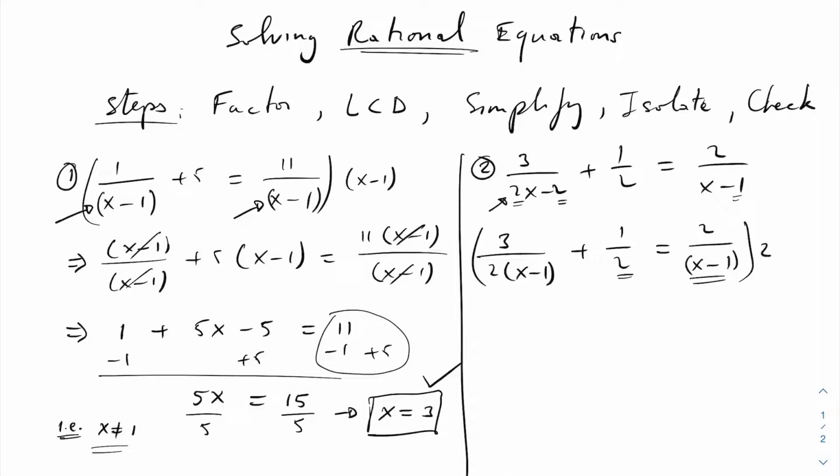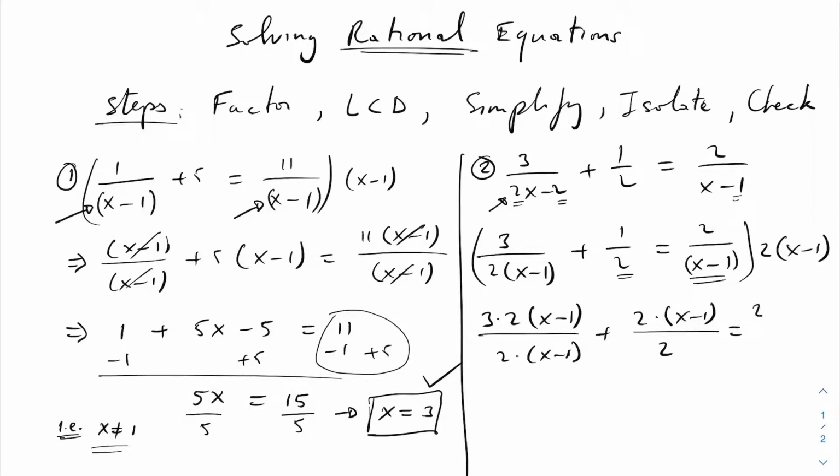So I'm going to multiply both sides of the equation by 2 times x minus 1. For doing that, I'm going to simplify it by distributing this to all my terms. So I'm going to have 3 multiplied by 2 times x minus 1, all divided by 2 times x minus 1, plus 2 times x minus 1 divided by 2 equals 2 times 2 times x minus 1 divided by x minus 1. Okay, so I'm going to go ahead and try to cancel everything that I can here.